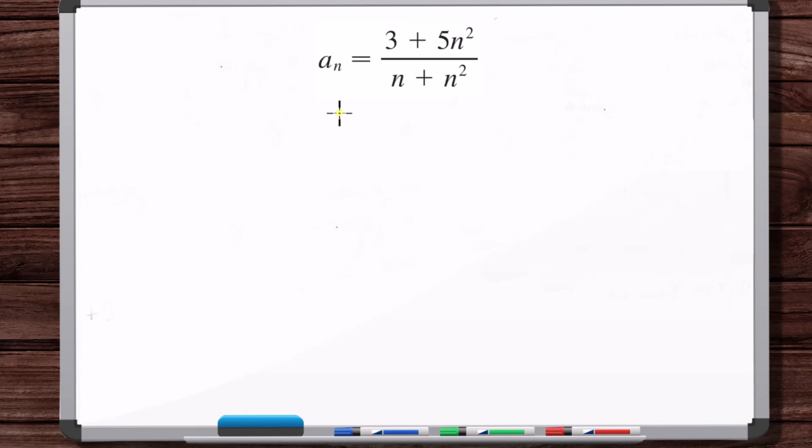However, just note that there are sequences where you can't give a formula. There's no way that you can find a formula for the nth term of the sequence. But even in those cases, you can still conceptually think about the idea of what the limit would be.